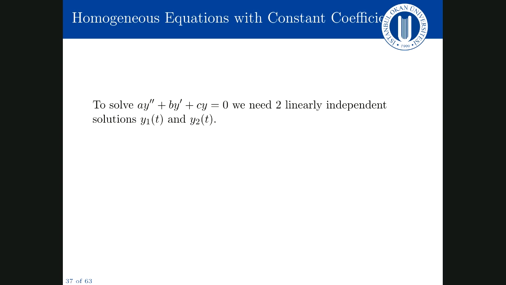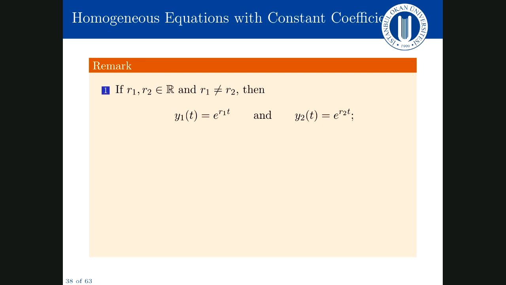To write down the general solution to ay double prime plus by prime plus cy is equal to 0, we need to find two linearly independent solutions, y1 and y2. And then the general solution is a linear combination of these two solutions, c1 y1 plus c2 y2. We studied the three different cases and we saw which solutions we should use.